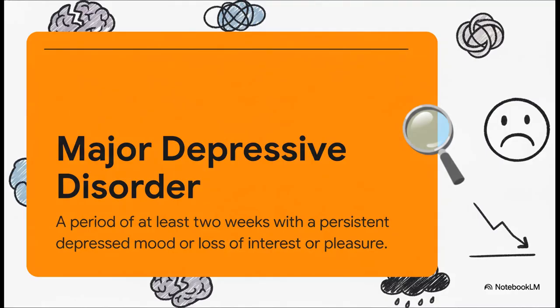Okay, so right away you can see how specific the clinical definition is. It is not a vague feeling. The DSM-5 gives us two hard and fast rules right at the top. First, there's a time component. It has to last for at least 2 weeks. And second, it has to be a clear change from how a person usually is. It's not a personality trait, it's a distinct episode.